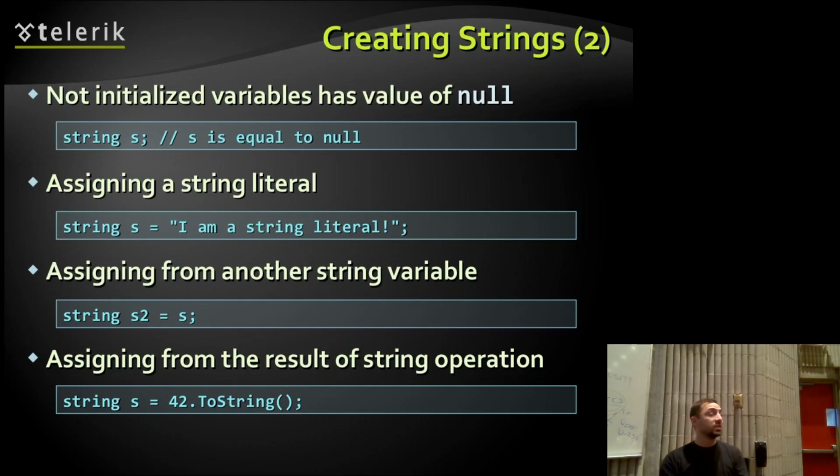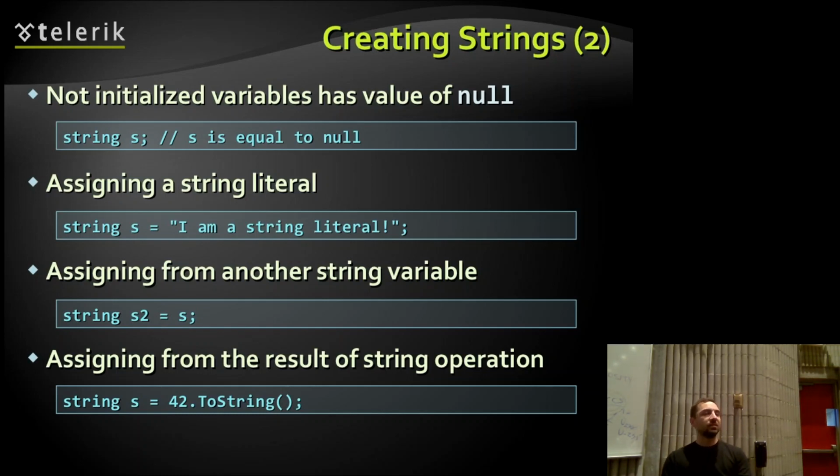Any other existing string. And by the way, that will work even if s hasn't been initialized. When you say s2 equals s, if s hasn't been initialized, it's null. And you're allowed to assign null to a string because it's a reference type. So you can say string s, no initialization, it's null. Then you can say string s2 equals s, which also makes s2 null. But other than that, it doesn't have any value. And then anything that evaluates to a string.